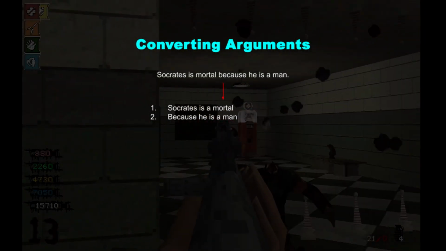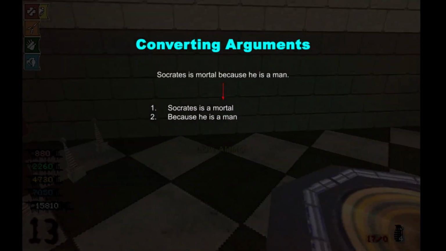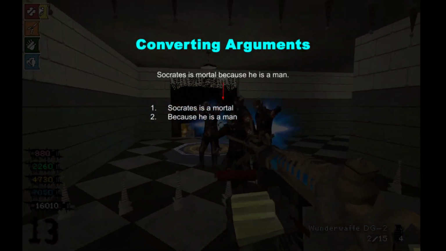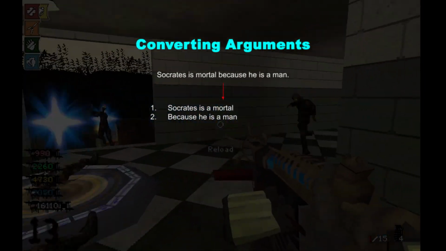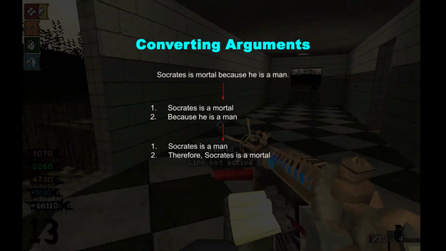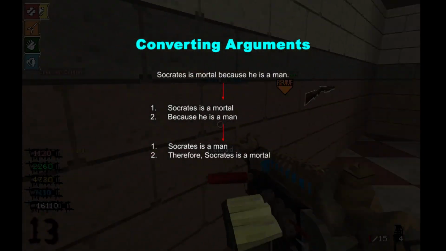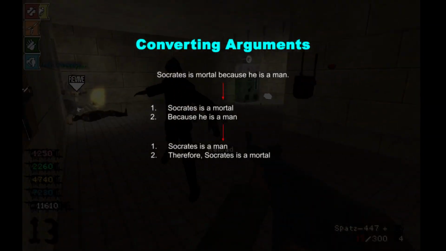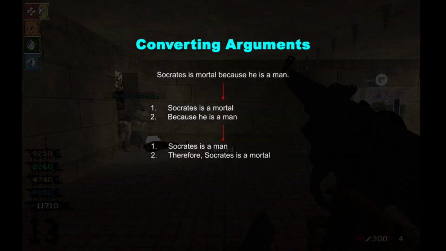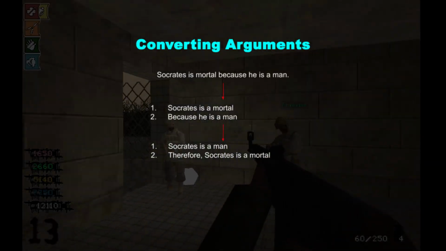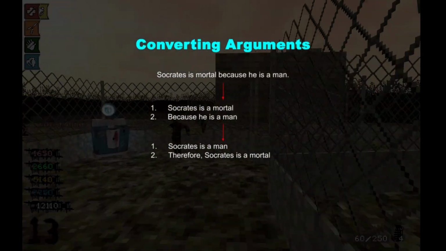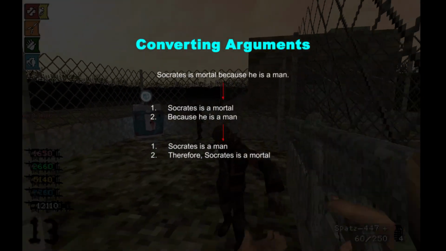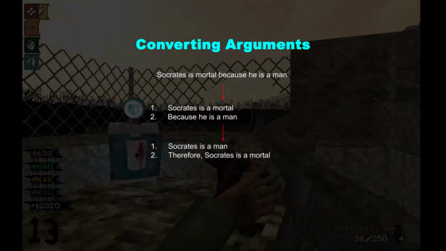You can say one, Socrates is mortal. Two, because he is a man. So you've broken it up right there into two. Then you can say Socrates is a man, therefore Socrates is mortal. Because remember, usually we're going to put the conclusion underneath the premises, and we're going to have the premises stated first, and then the conclusion derived from the premises. So we're just fixing the argument basically into something we can analyze better.